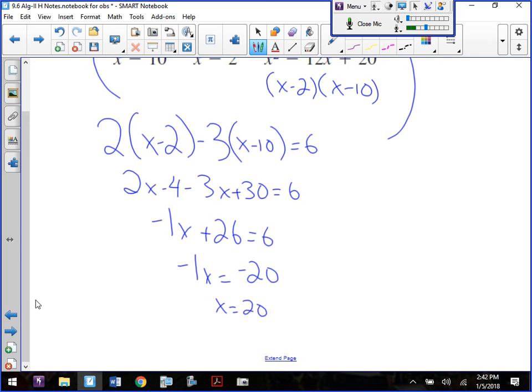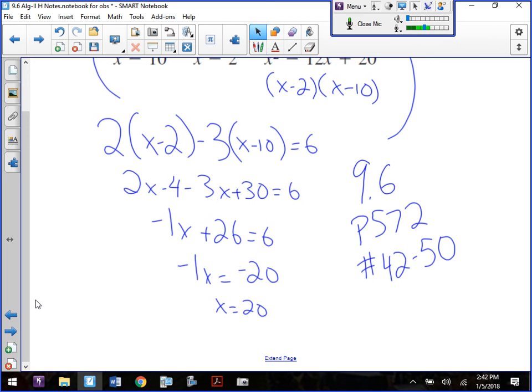In this section, 9-6, guys, go 42 through 50 on those, please. There's no complex fractions to worry about. Like I said, we'll do a couple of those on Monday, and I'll show you a couple shortcuts for those.